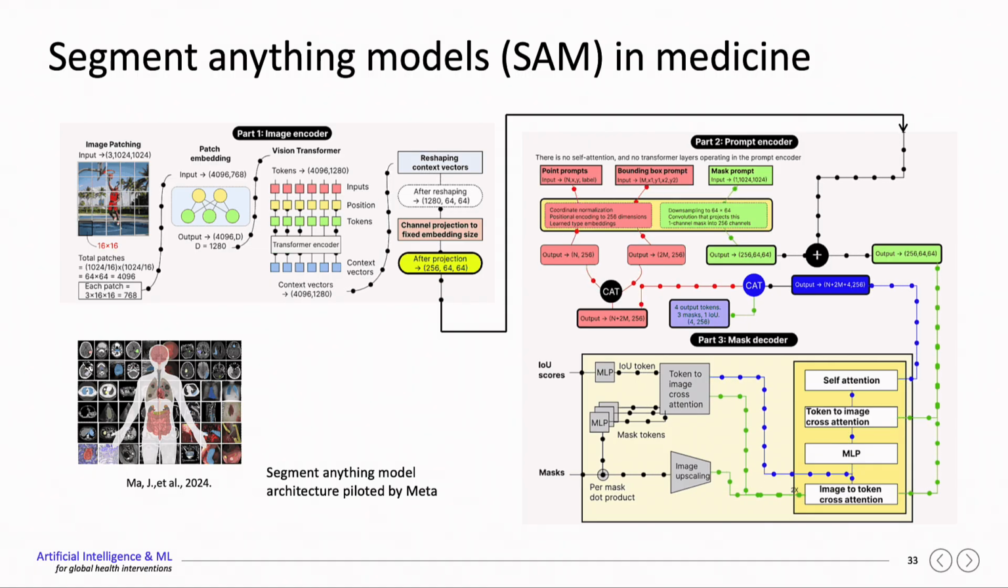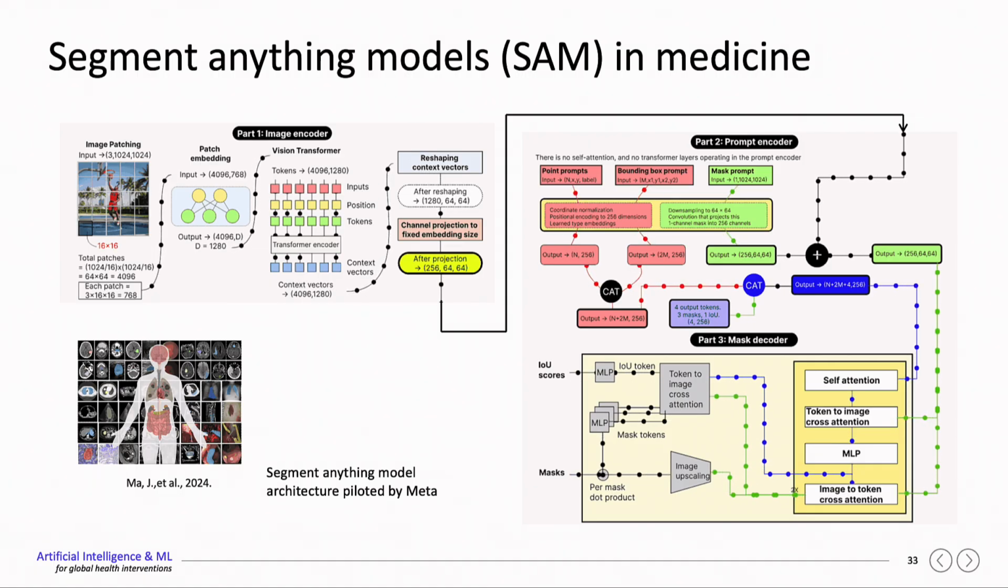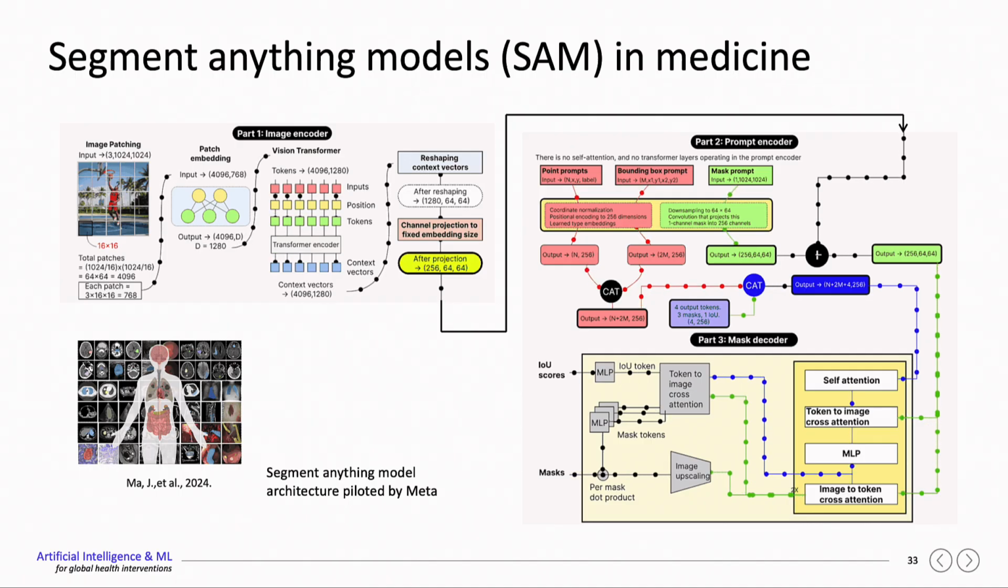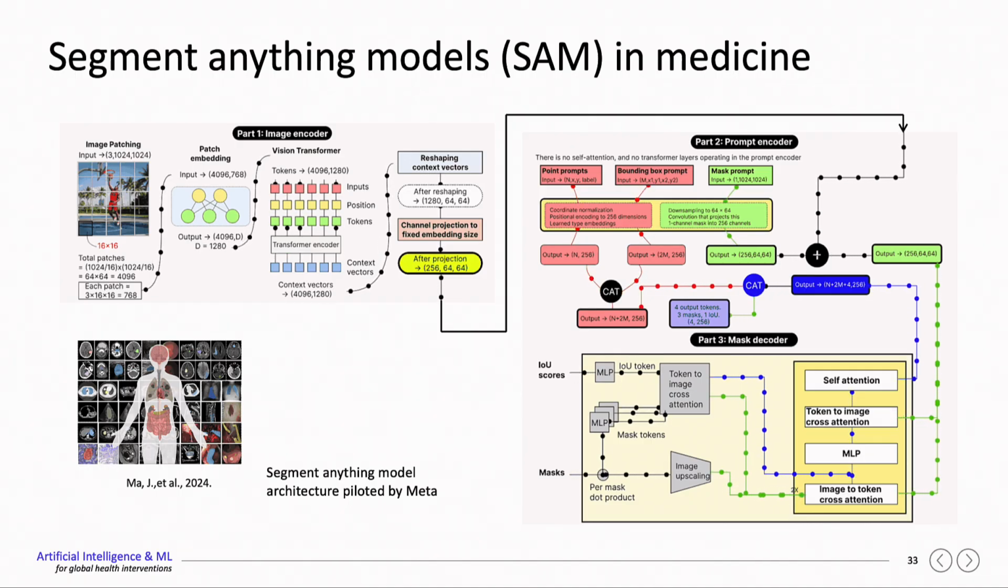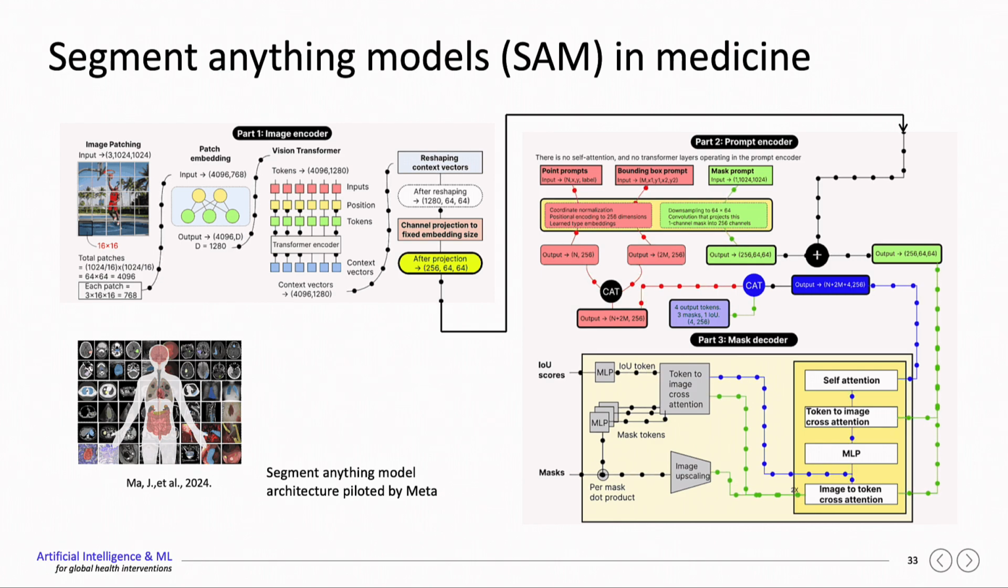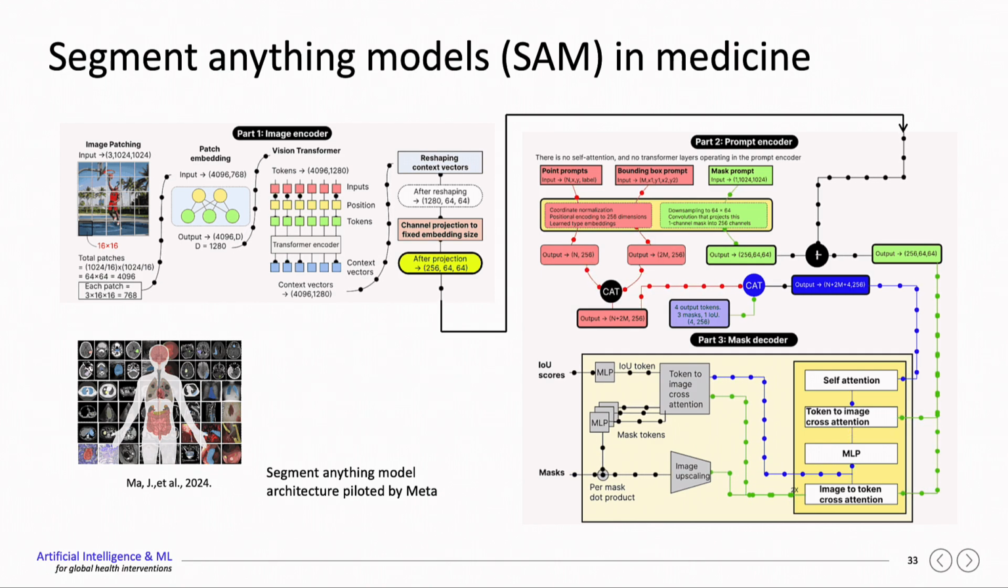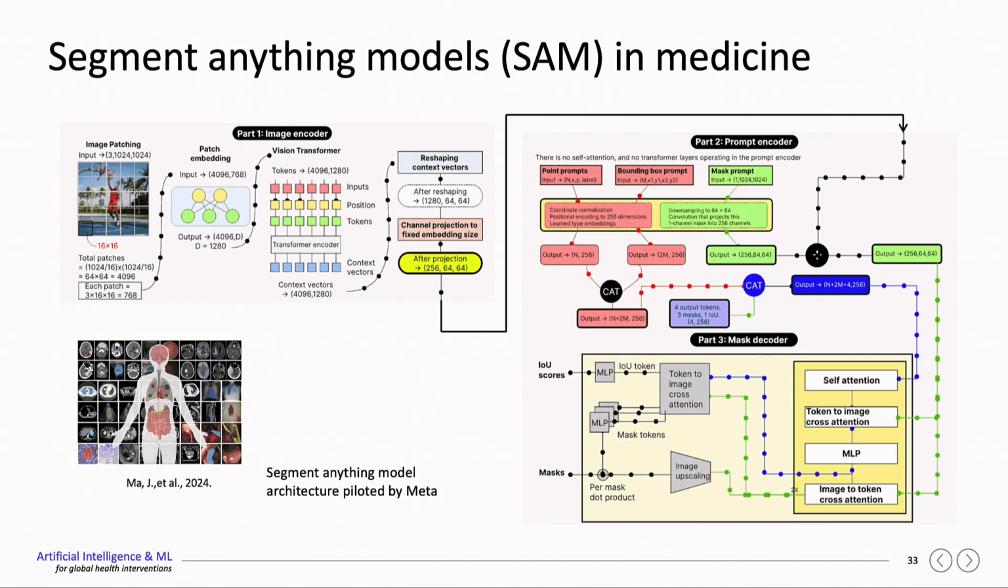The decoder runs a 2-way attention block, repeated twice. First, self-attention among the tokens. Then token-to-image cross-attention, where the tokens attend to the image embedding, an MLP, and then image-to-token cross-attention in the reverse direction, allowing the image embedding to be updated by the prompts as well.